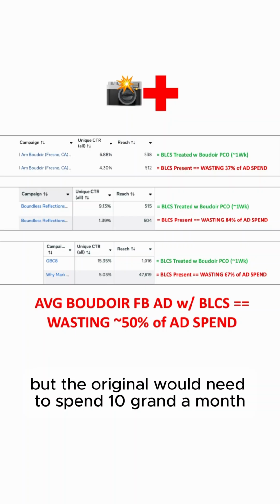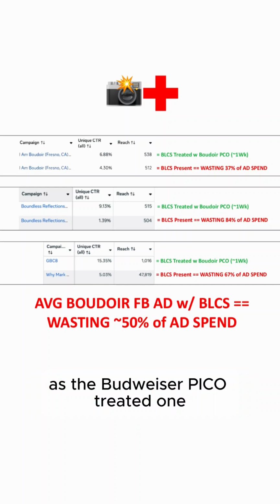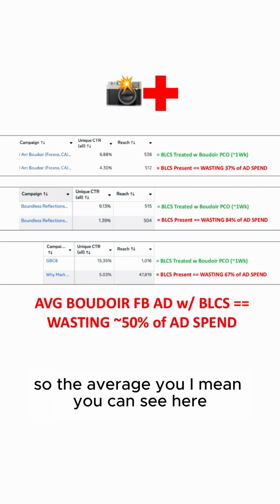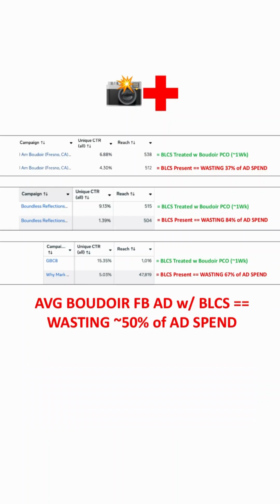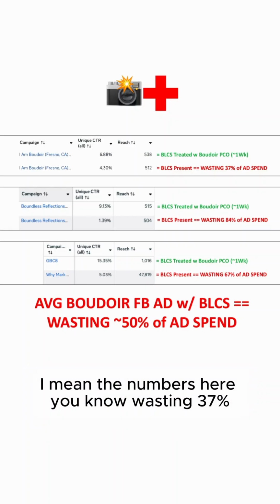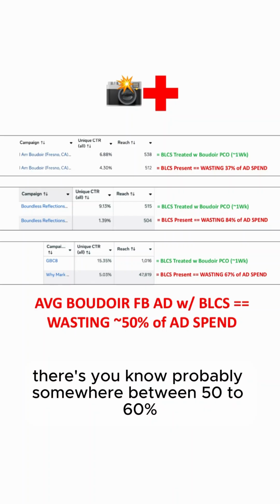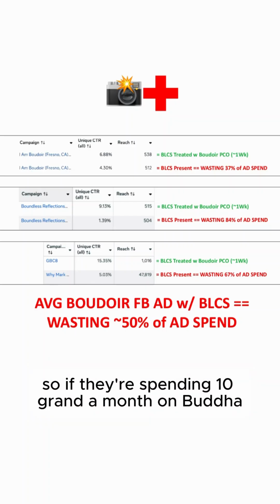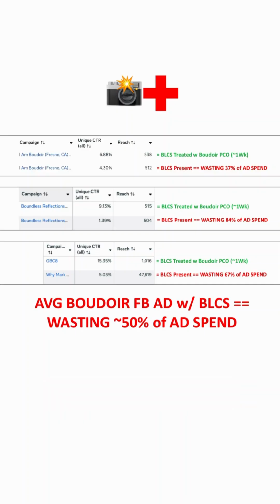But the original would need to spend 10 grand a month, literally 3 times the amount of the Boudoir Pico treated one. So the average Boudoir Facebook ad with BLCS is wasting approximately 50% of its ad spend. The numbers here: wasting 37%, wasting 84%, wasting 67%. That average is probably somewhere between 50 to 60%. So if they're spending 10 grand a month on Boudoir Facebook ads, on average 5 grand every month is being wasted, thrown down the drain.